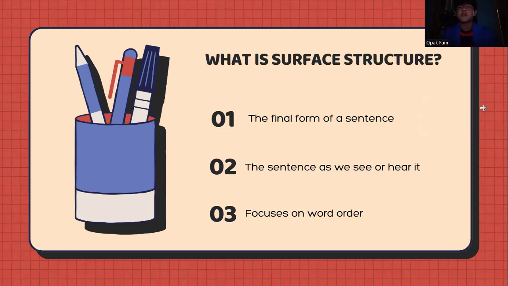First, I will explain surface structure. Surface structure is the final form of a sentence. It is the sentence that we can see or hear when someone speaks or writes. In surface structure, we focus on the order of words, not the hidden meaning.